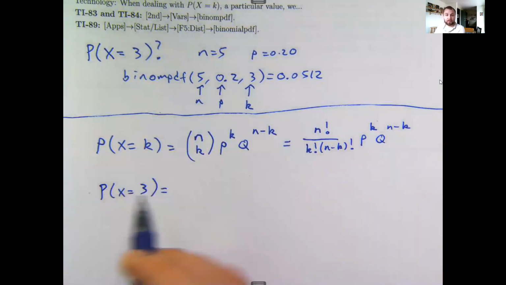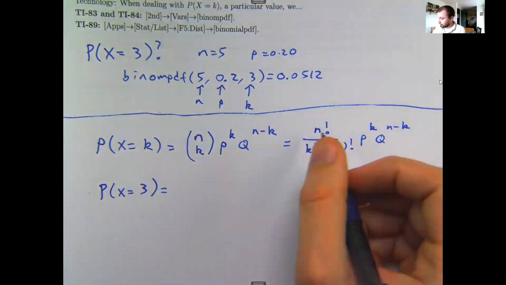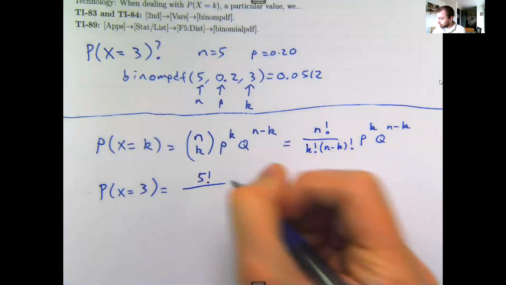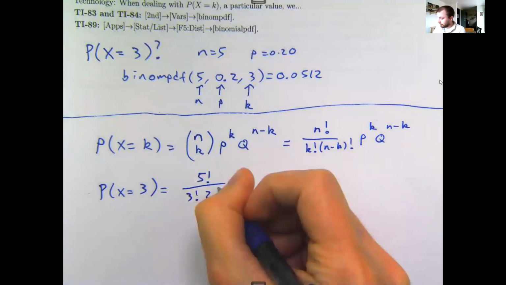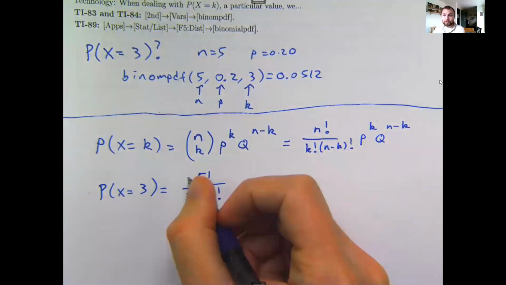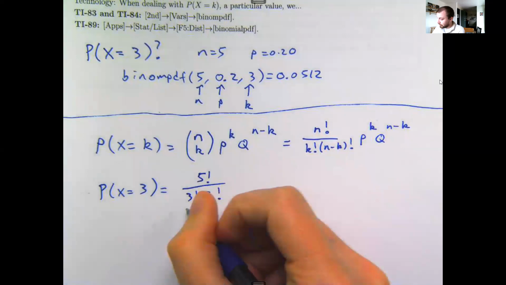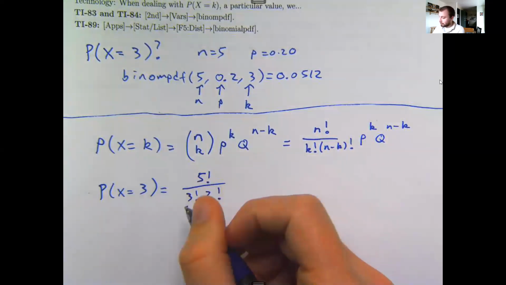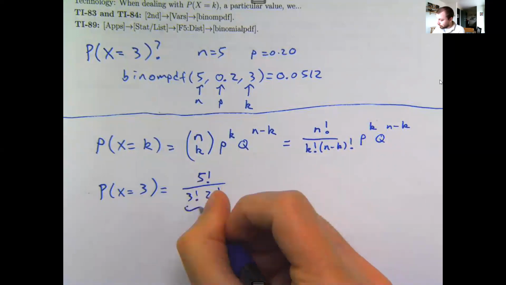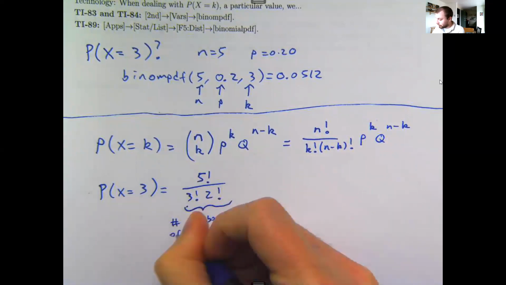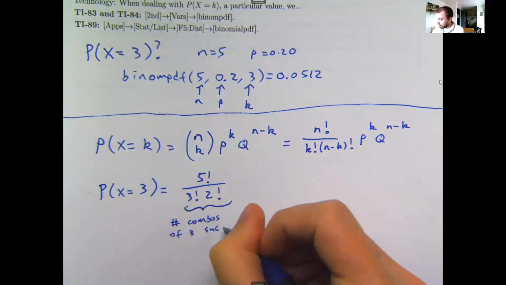So here I'm looking at 3 successes. So I'm going to have 5 factorial over 3 factorial and 2 factorial. So this is really what I've got going on. On the top, I have the number of trials, and on the bottom, this is the number of successes and the number of failures. So this total thing is going to give me the total number of combinations of 3 successes and 2 failures.